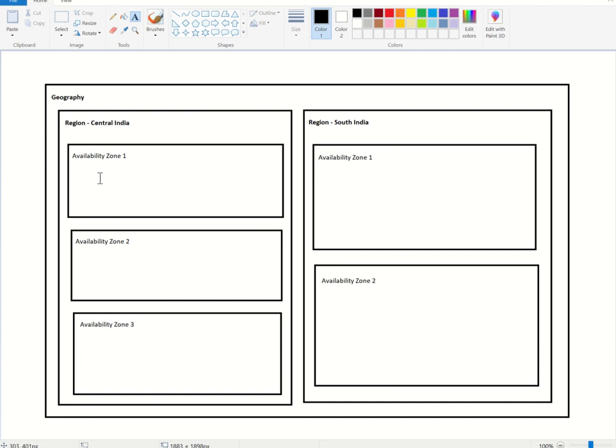Okay, so an availability zone is basically an area within a region, which contains actual data centers, which basically contain all the necessary hardware, the building infrastructure, all these things in order to set up this Azure cloud. Okay, guys, so that's what an availability zone is.